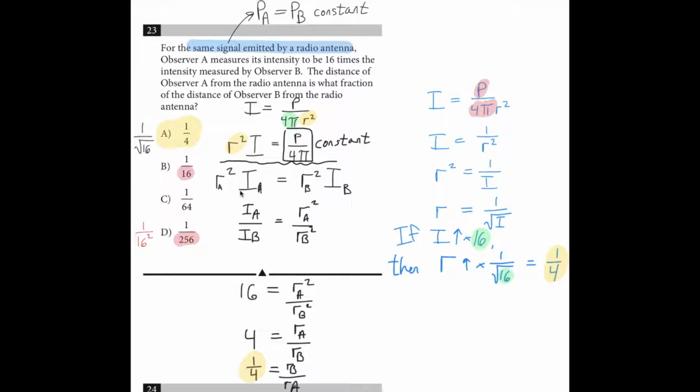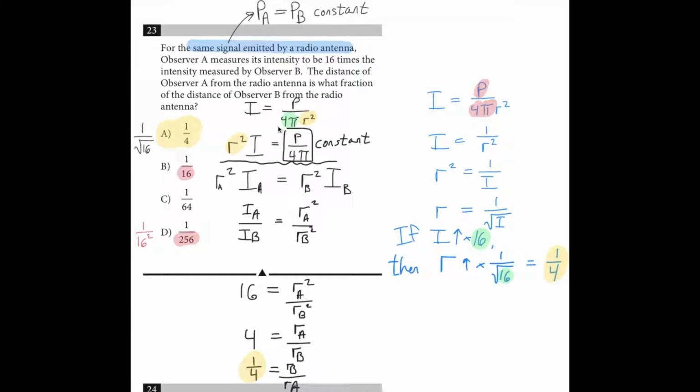This question is kind of tricky to explain. It's saying for the same signal emitted by a radio antenna, so with this same signal, what that really means is that the P, the power, is going to be constant. It's the same signal from the same radio antenna. You can assume that P is not going to change throughout this, nor will, for example, down here, P divided by 4 pi, that will also not change between observer A and observer B. What will change is the distance, r, and the intensity felt, I.